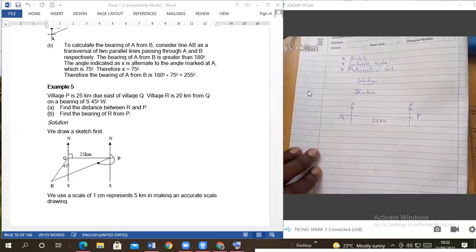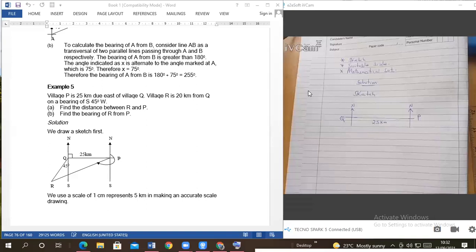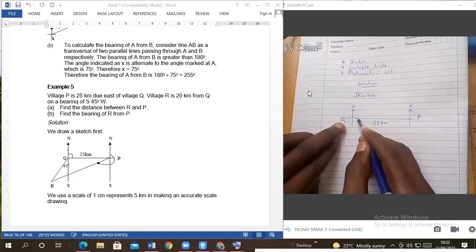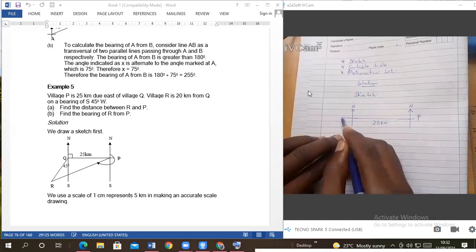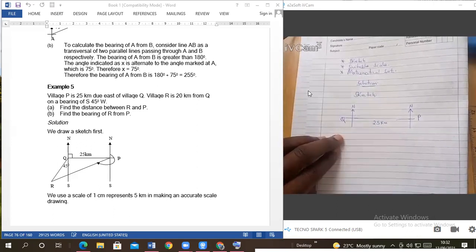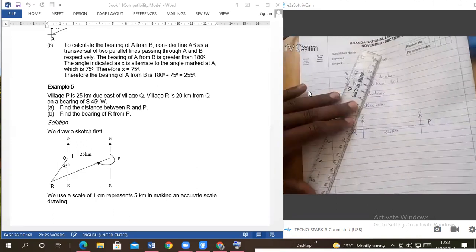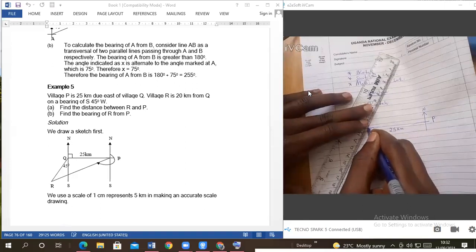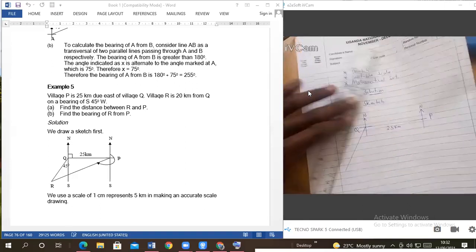Then they have said village R is 25 kilometers from Q, on a bearing of south 45 degrees west. So from Q here, our north is here, our east is here, our south is here, our west is here. But the angle is 45, not so? So we assume south is somewhere here.